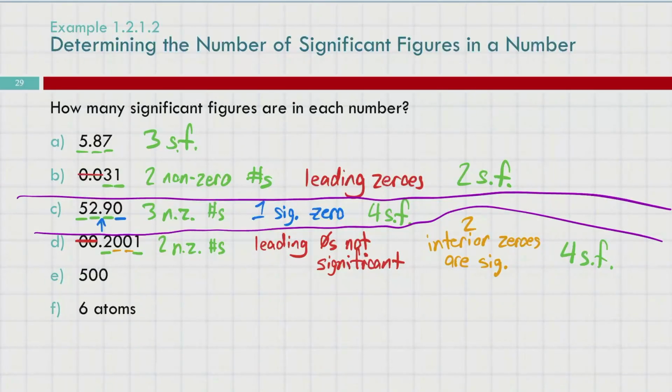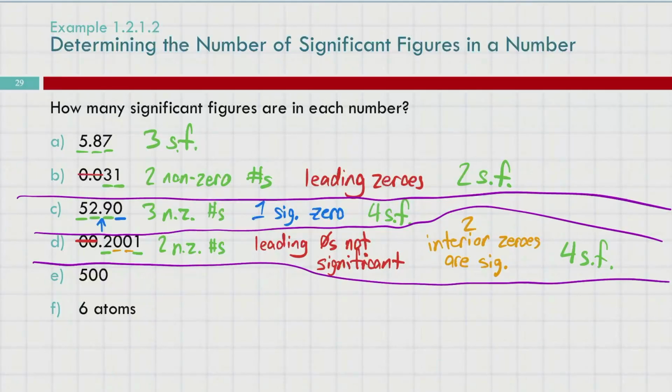All right, and then 500. How many significant figures do we have in the number 500? We've got a 5. That's a non-zero number. So that one's significant. What about our zeros? We've got 2 zeros. Our options are none of them are significant, one of them is significant, both of them are significant.